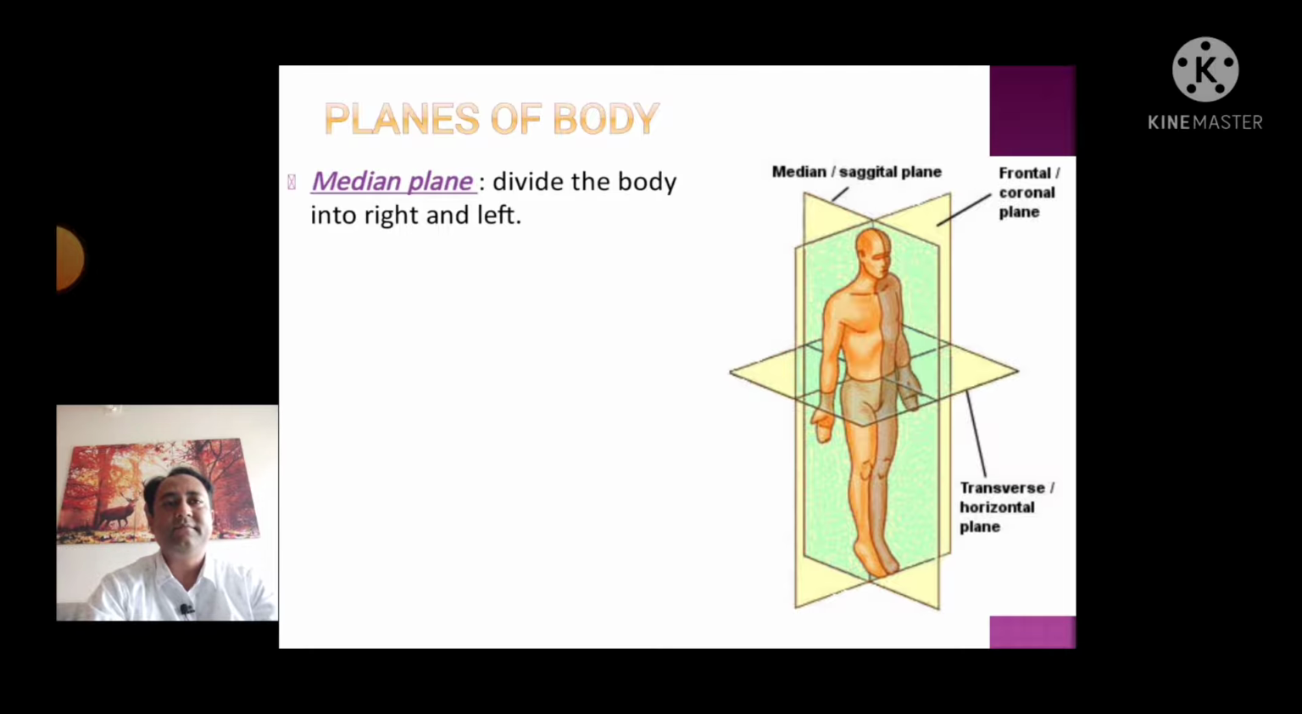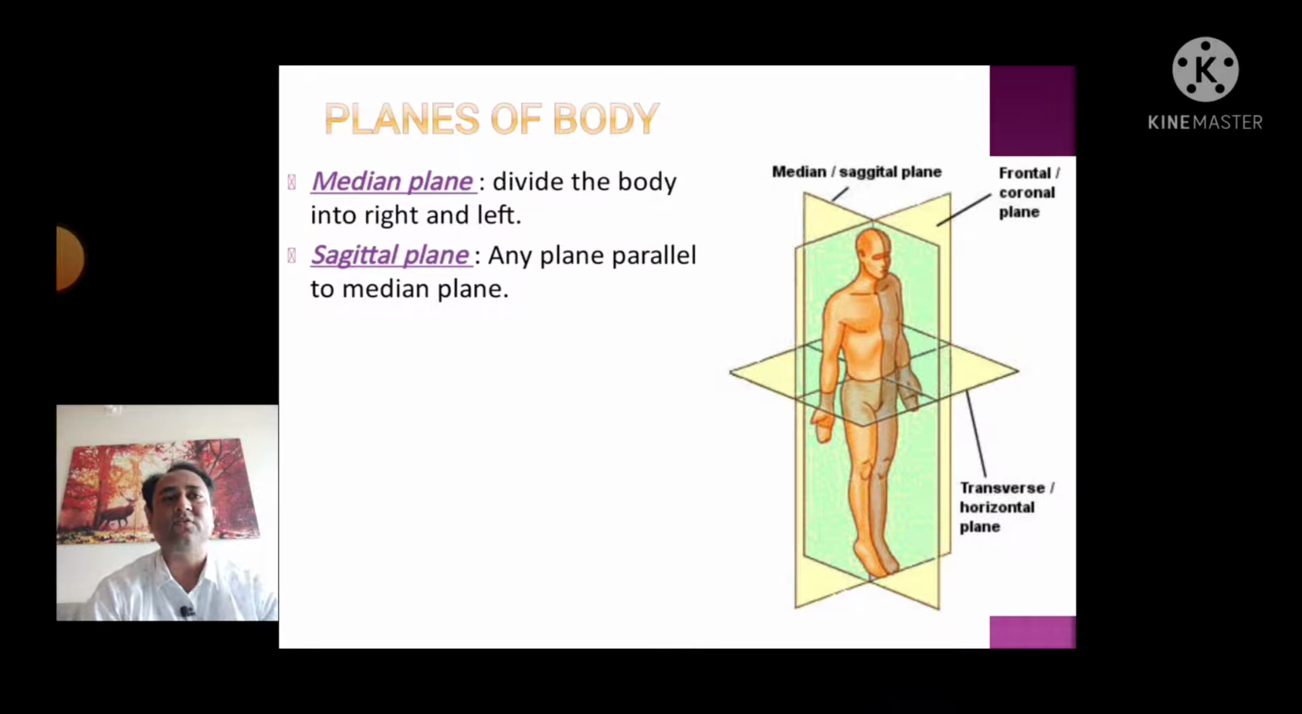Median plane. Here you can see, in the center, this is the median plane, which divides the body into right and left halves. It is called the median plane. Then comes the sagittal plane: any plane parallel to the median plane. The central one, which divides the body completely into right and left parts, is called the median plane, and all the planes parallel to it are called sagittal planes, right?